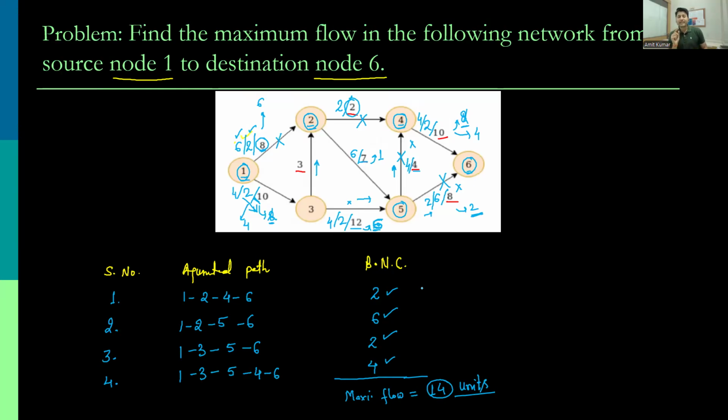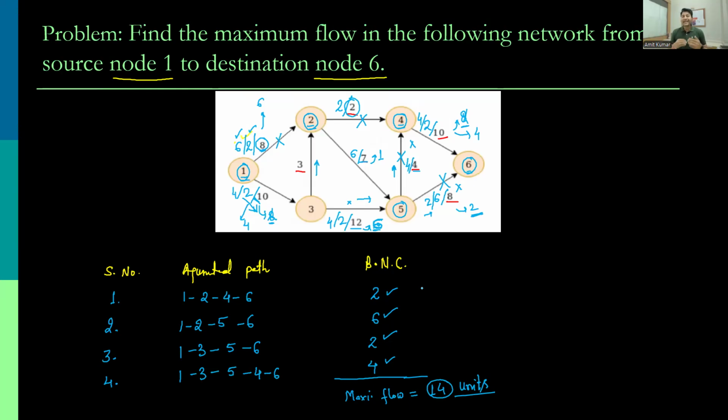The thing is that I have drawn 4 augmented paths. It's not necessary that when you draw it, you will also get 4 paths. Like I have taken the first path as 1, 2, 4, 6. You may not be interested in 1, 2, 4, 6. You can take the first path as 1, 3, 2, 4, 6. That is also okay. No problem in it.